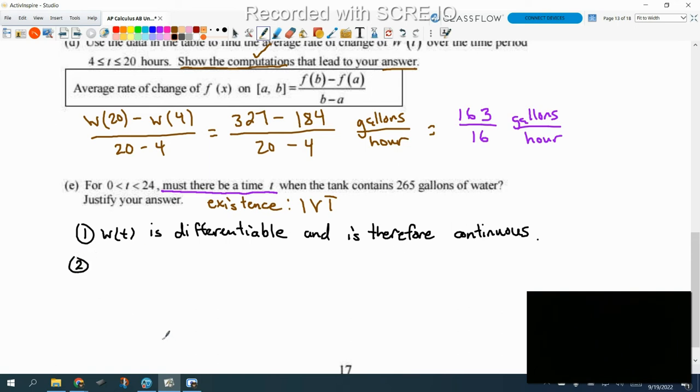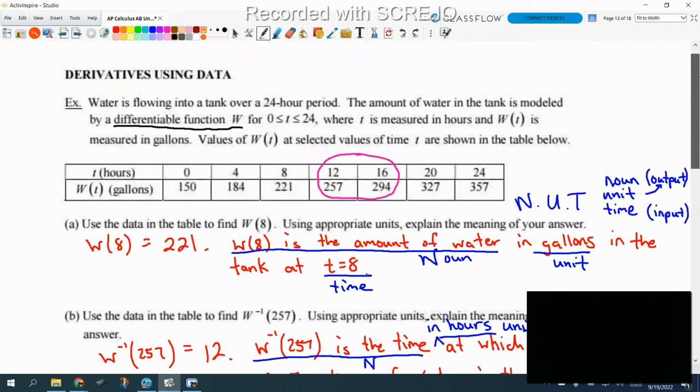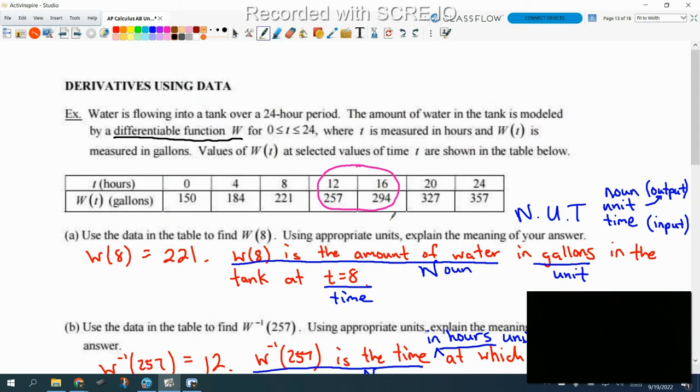Second part is we need to do our inequality. We're trying to determine existence of 265. So we need to place 265 in between 2 numbers in the table. You can pick any 2 numbers that you want that 265 falls in between. I can use these same 2 right here because 265 is between those 2. I usually try to use the first and the last if I can, and I certainly can do that here as well. But any combination of 2 numbers where 265 is between them and they're given in the table will work just fine. I am going to use the first and the last one.